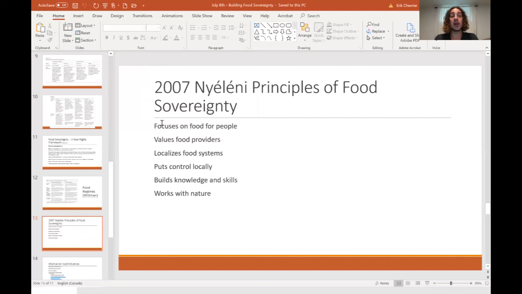Some of the values that were brought up include a focus on food for people. So it's not just food for exports or for selling, but food to nourish the population and local environments. Then values for food providers. The idea is that there are a bunch of people throughout the world who are subsistence farmers that are having trouble making their livelihoods off farming.